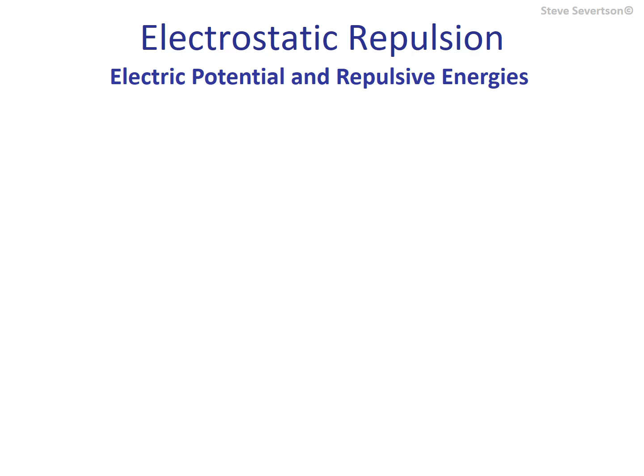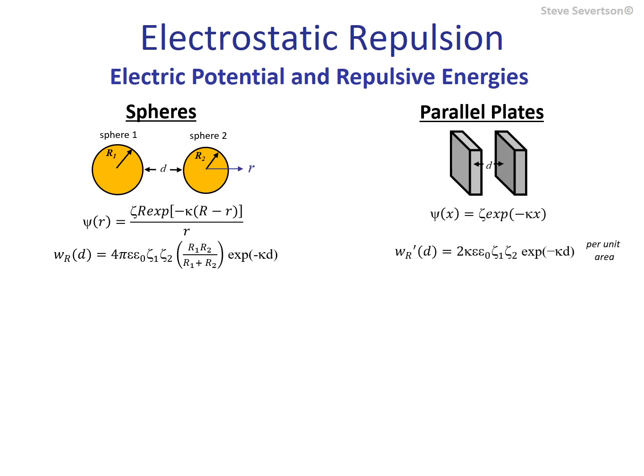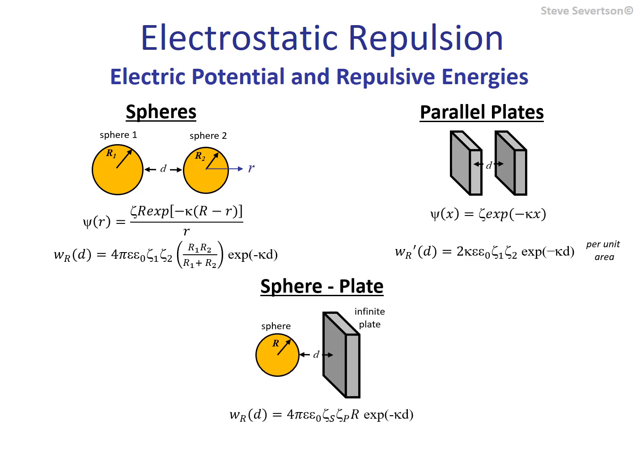This same approach and discussion could have been carried out using other geometries. Results are shown here for two spheres, two plates, assuming results apply approximately for finite dimensions, and for the interaction between a sphere and a plate. The zeta potential for each component is part of the interaction energy equation, and it's important to emphasize that the interactions between components possessing zeta potentials of opposite sign are actually attractive.